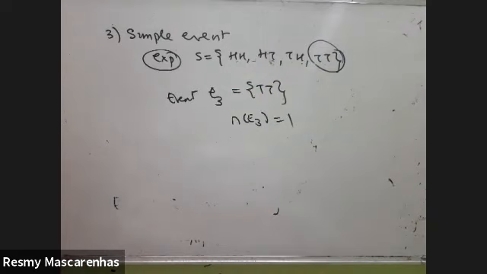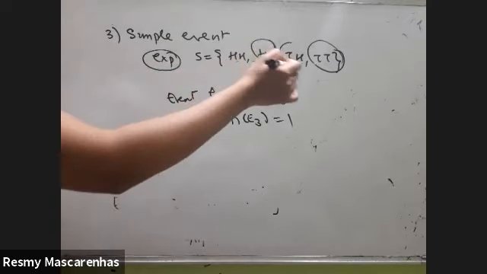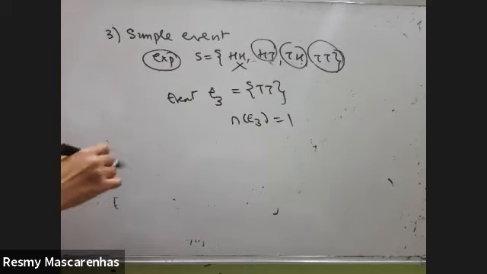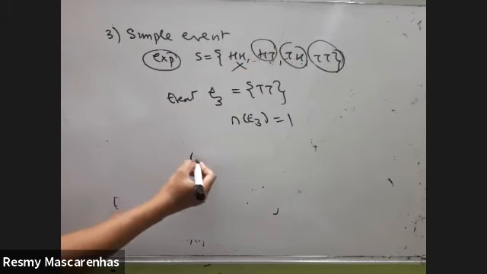Then the fourth one, that's a compound event. Obviously, more than one element. The same experiment, the sample space will be the same, tossing of 2 coins. So E4, what they are saying, is it should have at least one tail. So which all are having at least one tail? All these 3. This one is not considered. It should have minimum one tail. So E4 will be this.